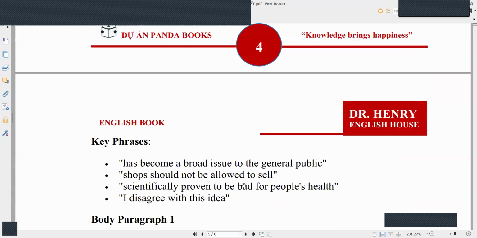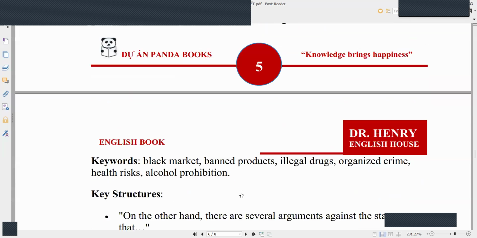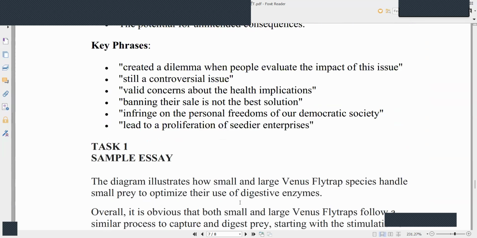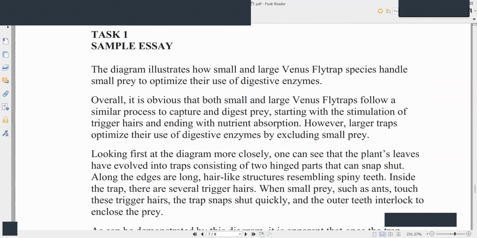Chúng ta sẽ viết theo cái cấu trúc trên và các cái key point, keywords. Các bạn viết theo như vậy và chúng ta sẽ có một bài như sau. Và đây là một bài mẫu trình độ 8.0.